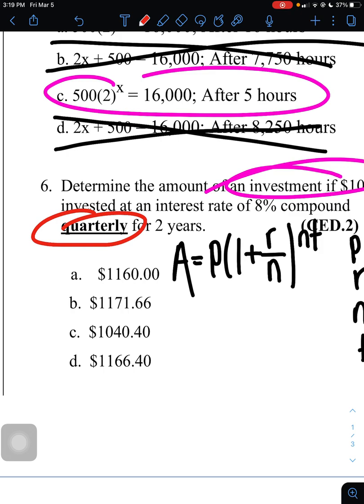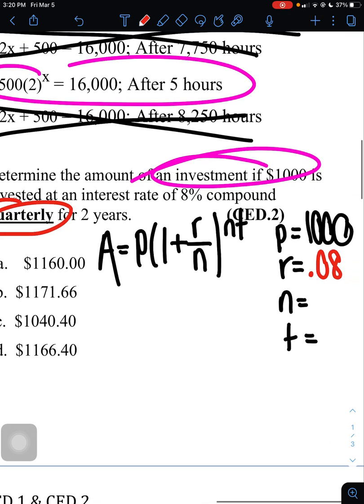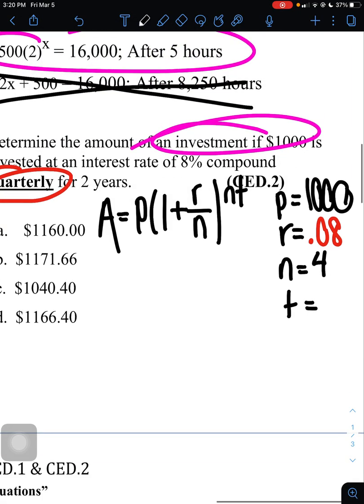If something is happening quarterly, how many times does it happen in a year? So maybe we could think about the number of seasons that represents quarterly. So hopefully you guys are seeing that N is equal to 4. Summer, spring, winter, fall, 4 seasons. Quarterly is 4. And T, after how many years do they want us to check this? 2. It says it right here, for 2 years.